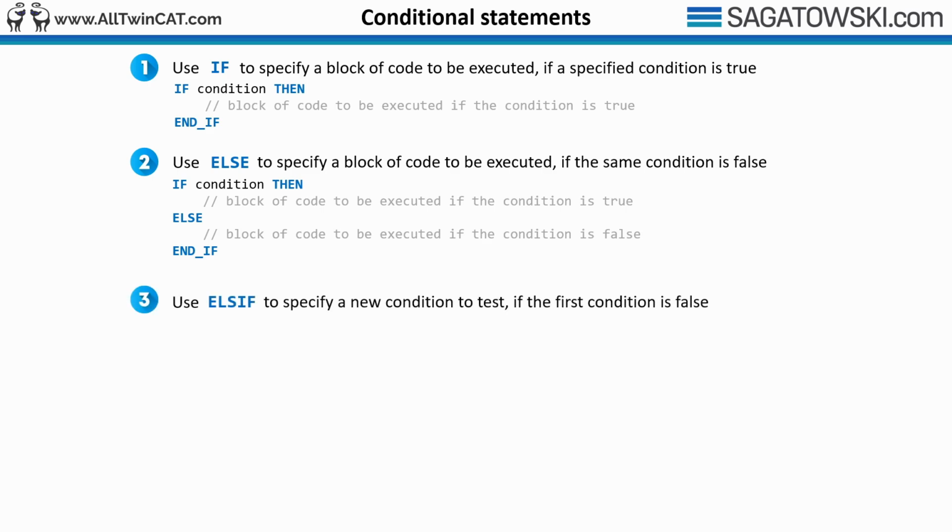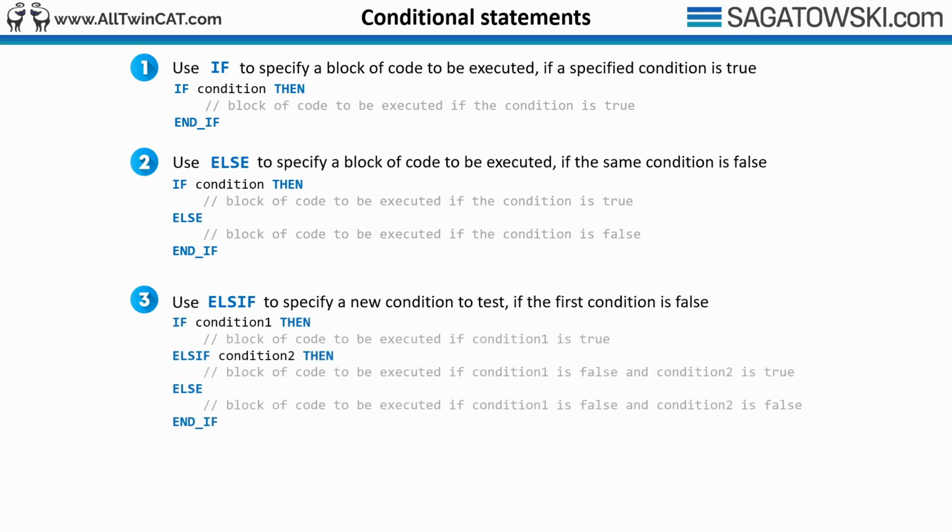Use else if to specify a new condition to test if the first condition is false. By adding the else if keyword, as shown in the example here, we simply provide additional paths of execution. You can have as many else ifs as you want.